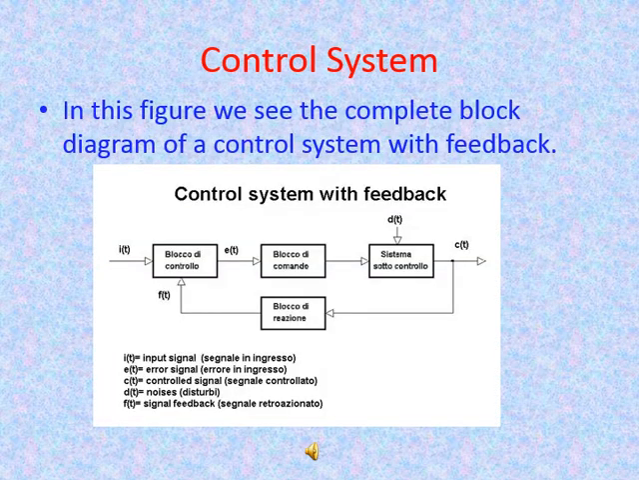In this figure we see the complete block diagram of the control system with feedback. At the input we see the signal indicated with I for input, and at the output a C signal for the controlled signal. There is also the signal E for error, and the D signal for noise. The signal F is for feedback. We see that the disturbances indicated by D are also added to the output.